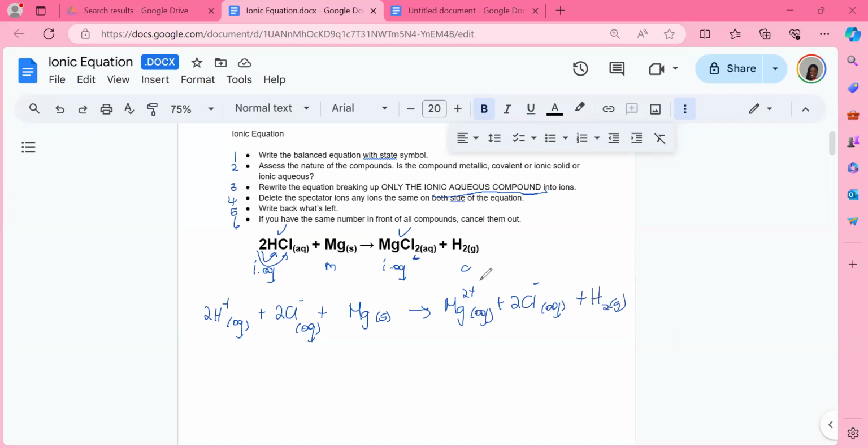So now I'm going to go ahead and delete my spectator ions. It says delete the spectator ions, that is any ions that are the same on both sides of the equation. I'm seeing 2H plus aqueous. I look on the right, I'm not seeing that. 2Cl minus aqueous, I see that on the right, so I go ahead and delete it. Then it says write back what's left, so what would be left would be my 2H plus ion, my magnesium solid, then my magnesium ion, and I write back my state symbols as well, and my H2 gas. So this is the ionic equation.